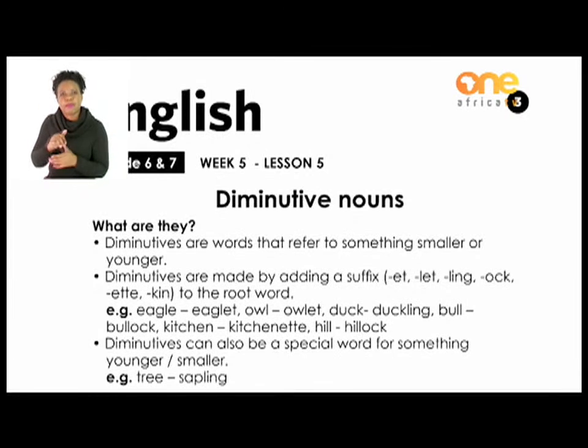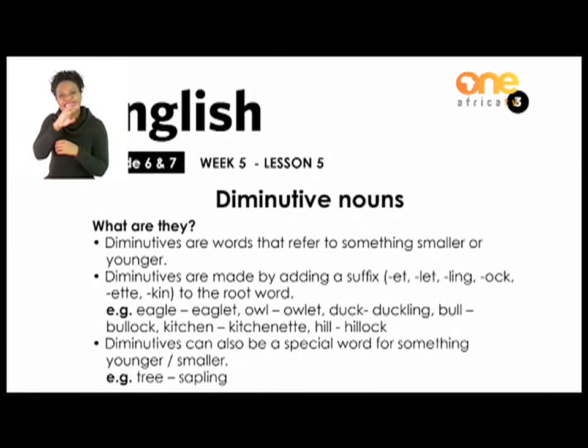Right, diminutives are made by adding a suffix: et, let, ling, ock, ette, and kin to the root word. Now, we are saying these suffixes are added to root words, e.g., a root word like eagle, if you add let, it becomes eaglet. So eaglet is the young one of an eagle. You have owl, a young one of an owl becomes an owlet. Duck, duckling, bull, bullock. Kitchen, kitchenette. Hill, hillock.